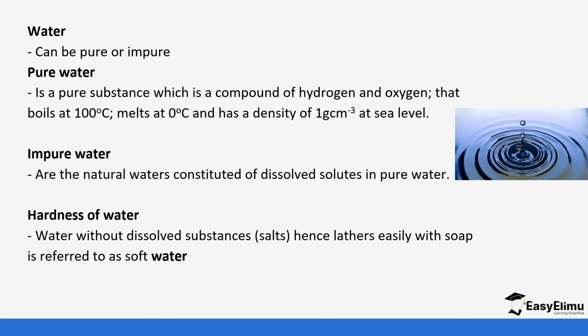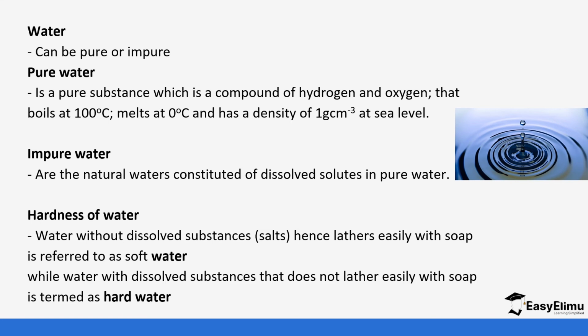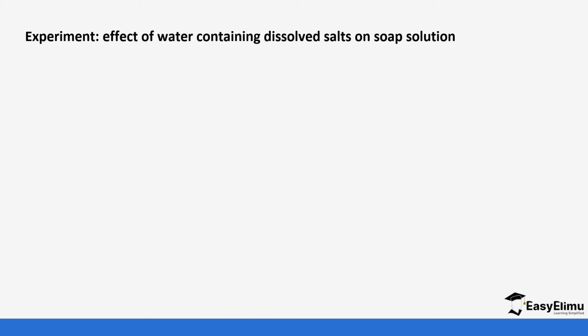Water without dissolved substances lathers easily with soap, so it is referred to as soft water. That's how we are able to identify soft water. One of the ways we can identify it is through lathering, for example when we are washing. If you add soap in soft water, you notice it forms lather quickly and easily. While if we add soap in hard water, it doesn't lather easily. Sometimes it doesn't lather at all, it just forms scum. We're going to discuss what that scum is.